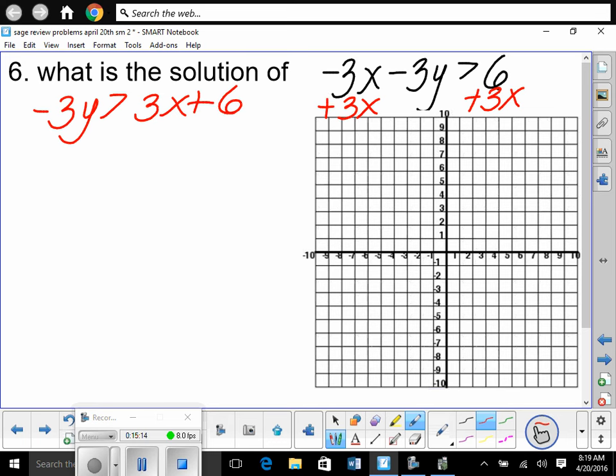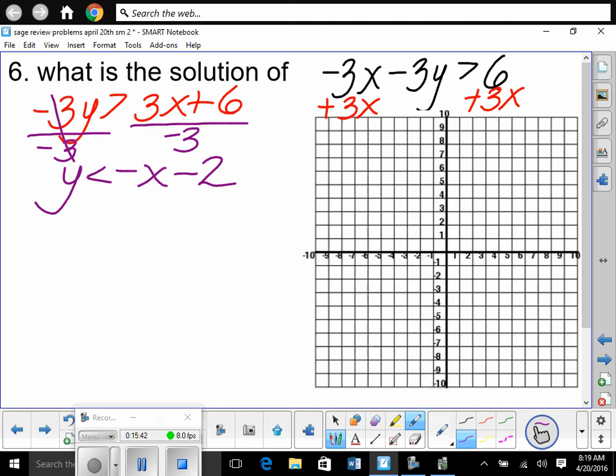Is everybody comfortable with that so far? Then we'll say, okay, we're going to get y alone so we can graph it. So we're going to divide both sides by negative 3. We just divided both sides of an inequality by a negative, so we're going to change our inequality sign. So we have y is less than 3 divided by negative 3 is negative 1, so negative x. Does everybody understand that one? And then positive 6 divided by negative 3 is negative 2.